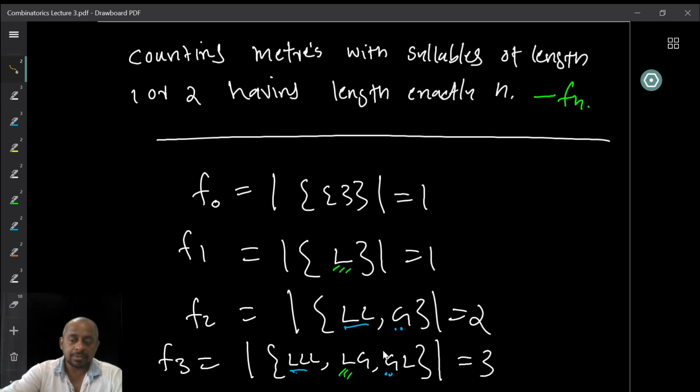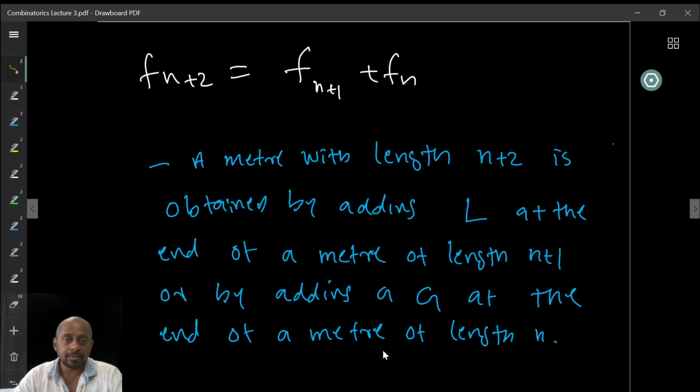So once we have this observation, we get the recurrence relation, right? So F(n+2) is equal to F(n+1) plus F(n). So this is what we just observed. A meter with length n plus 2 is obtained by adding L at the end of a meter of length n plus 1, or by adding G at the end of a meter of length n. So that is, F(n+2) is equal to F(n+1) plus F(n).